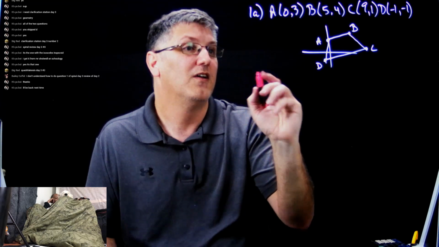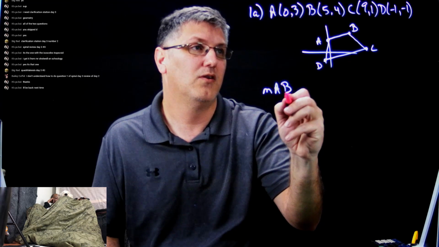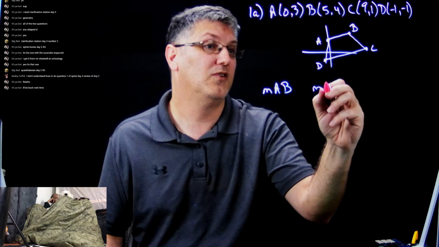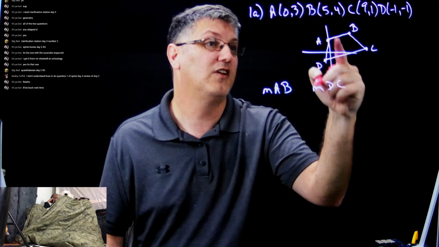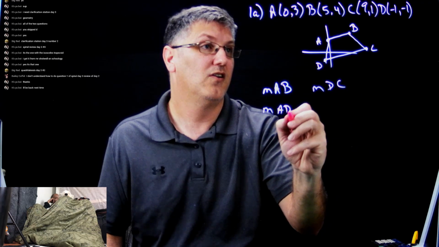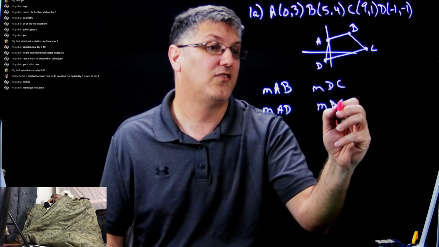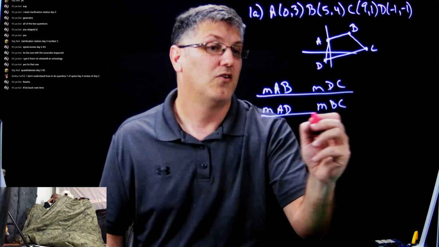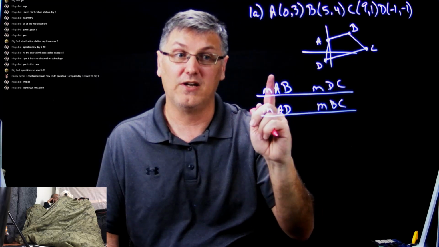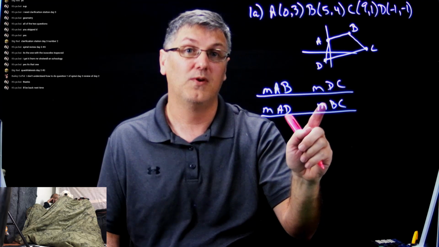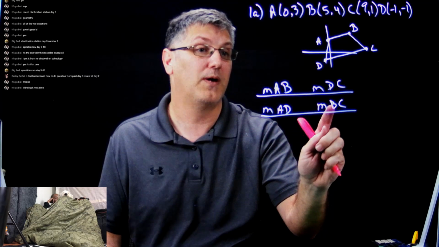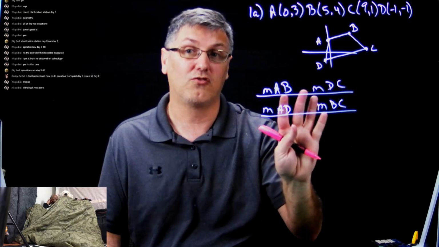So I need to find the slope of AB and the slope of DC. I'm doing AB and DC because those are opposite. And then I'll have to find the slope of AD and the slope of BC. So that's how I paired them up. What I'm going to look for is if these two have the same slope, they're parallel. If these two are not the same slope, then it makes a trapezoid because of that criteria. Or vice versa, if these two are parallel and these are not parallel, then it's a trapezoid.